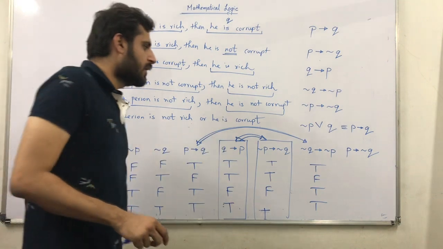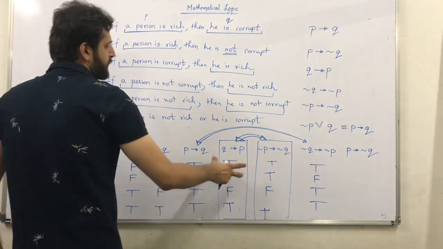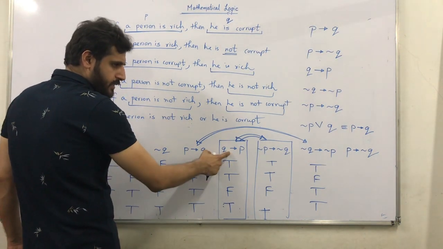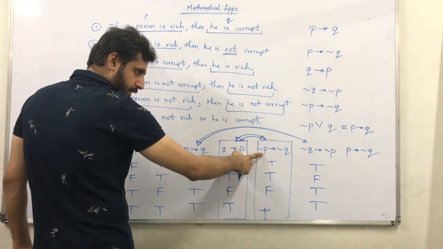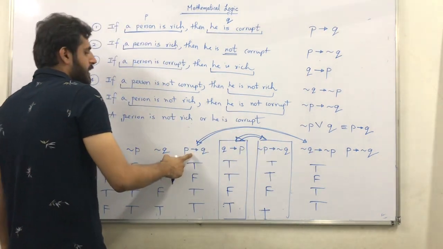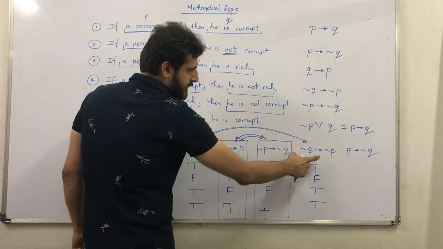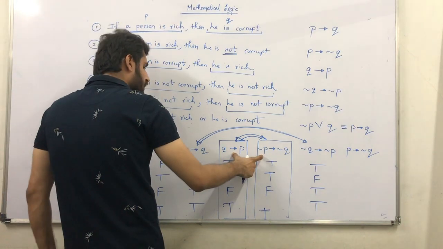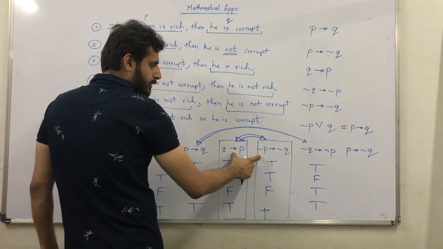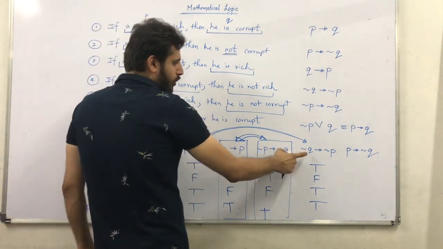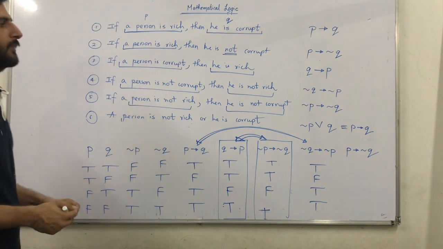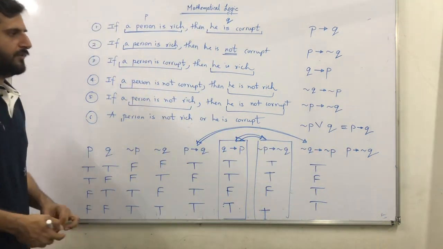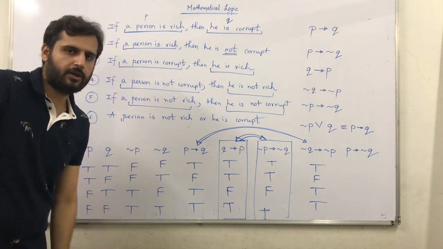Let us see the last one, what it is equivalent to. This can be remembered as theory. For P implies Q, this is the converse, this is the inverse, and this is the contrapositive. We can always say converse and inverse are the same, and implication and contrapositive are the same. That can be remembered as theory.